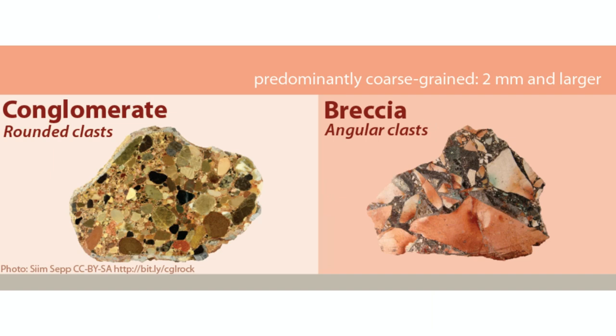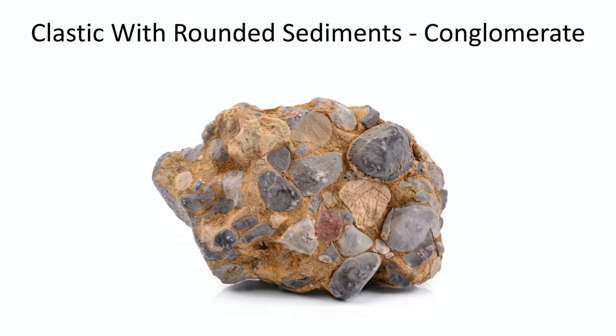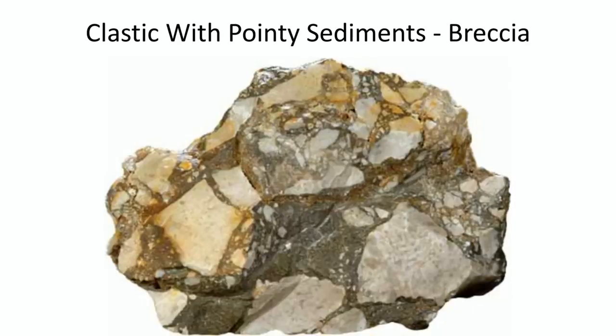If you look at conglomerate and breccia side by side, you should see that conglomerate sediments are roundish and breccia sediments are pointy. So here we have a clastic sedimentary rock that has rounded sediments, and they are very large, so we call it a conglomerate. Breccia is clastic sedimentary rock, but with pointy sediments, and we call that breccia.